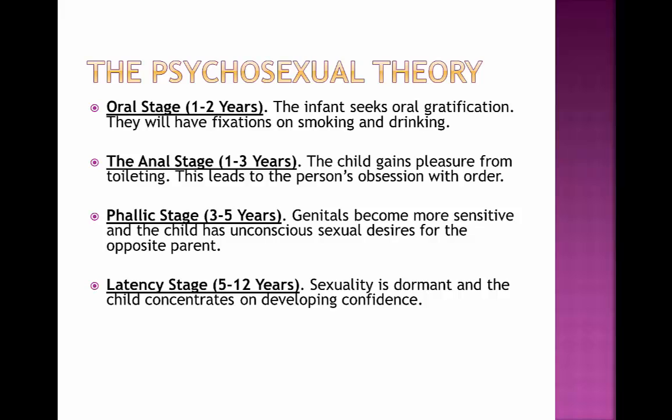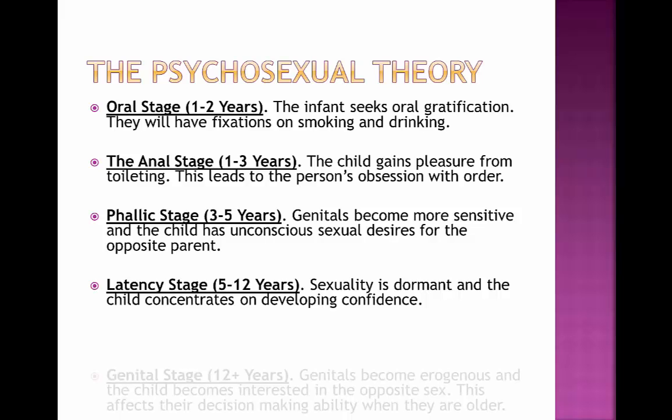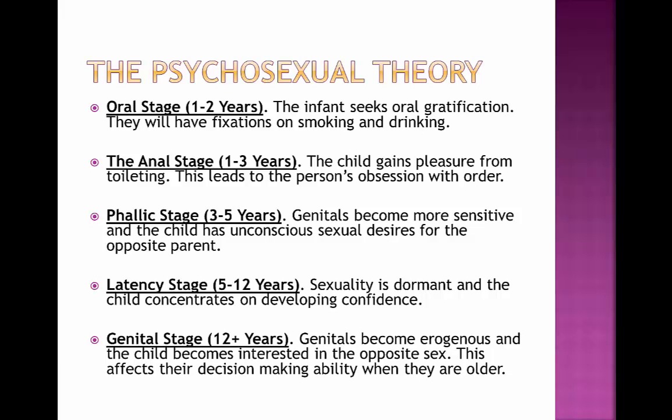The latency stage, which happens between 5 and 12 years, suppresses sexuality as sexuality becomes dormant, and the child concentrates on developing confidence and growing up. Then, from 12 years onwards, is the genital stage. Here, genitals become more erogenous, and the child becomes interested in the opposite sex. This affects their decision-making ability when they're older.